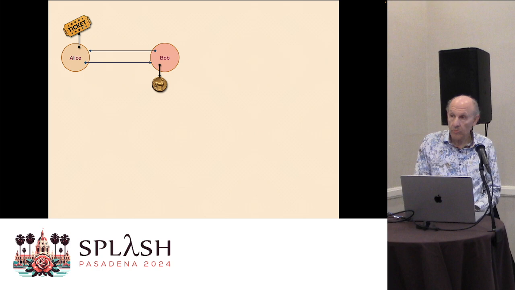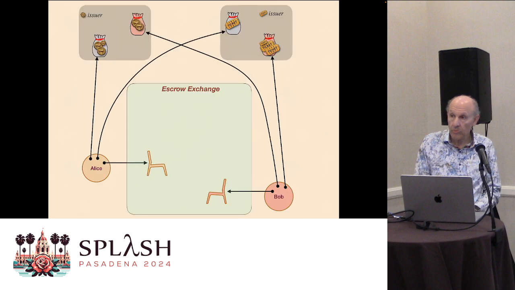So either Alice gets the ticket she wanted and Bob gets the money he wanted, or the entire trade is called off and none of the participants lose anything. To do that, we have to introduce an intermediary, which is our escrow exchange, like the vending machine sitting between the buyer and the seller.